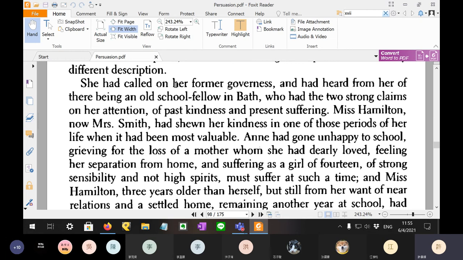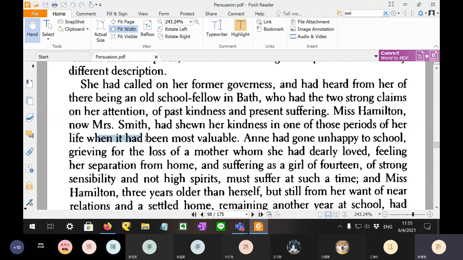So Anne had called on her former governess, which means she visited her former governess, and had heard from her of there being an old schoolfellow in Bath, or schoolmate, who had the two strong claims on her attention of past kindness and present suffering. So, because this old schoolfellow used to be kind to Anne and is currently suffering, and both are good reasons or claims for Anne to go visit her. Miss Hamilton, now Mrs. Smith, had shown her kindness in one of those periods of her life, Anne's life, when it had been most valuable.